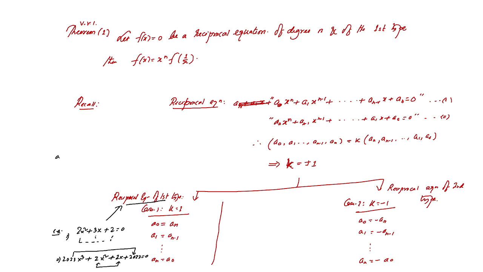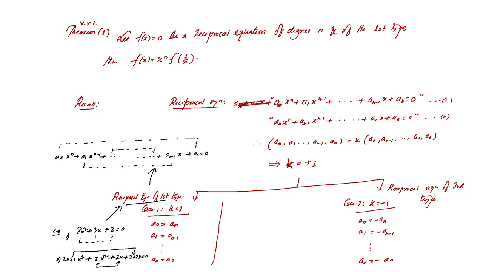So you will observe that if a0 x to the power n plus a1 x to the power n minus 1 plus ... plus a_{n-1} x plus a_n equals 0 has the first and last coefficients equal, and the second and second-last equal, that will be the first type. In that way we will continue.